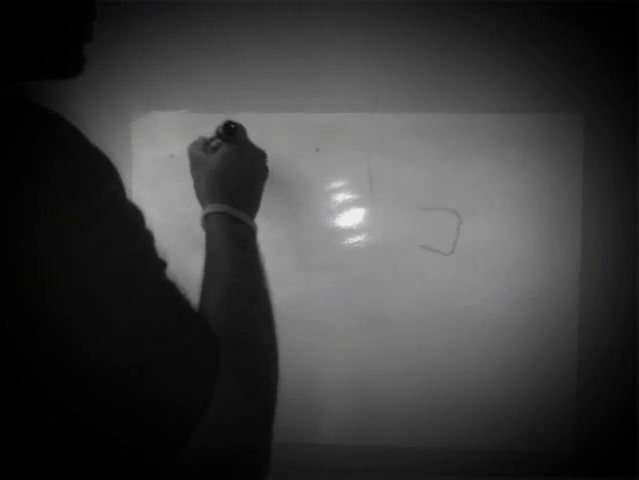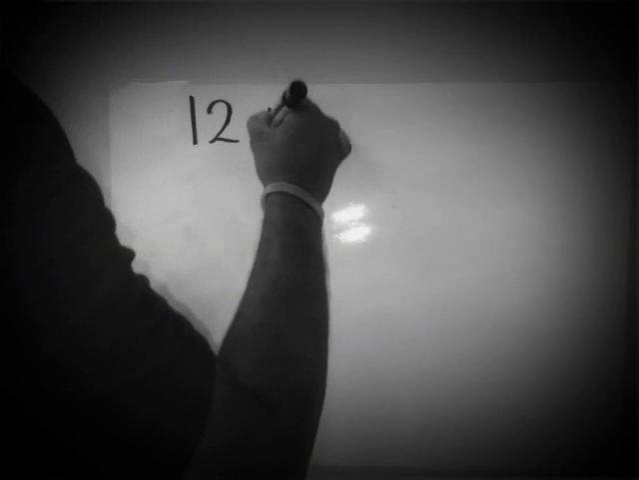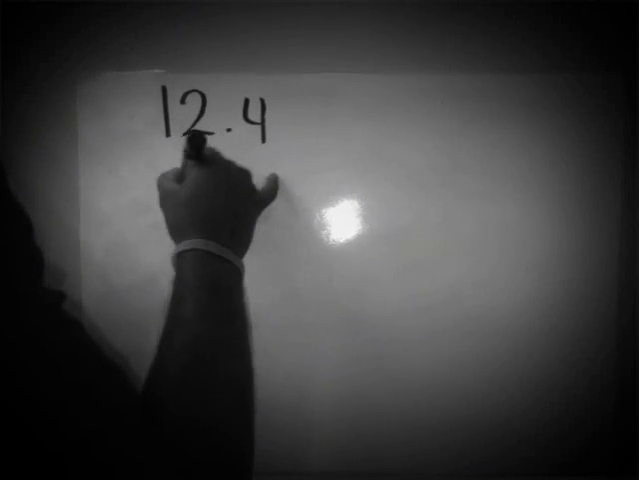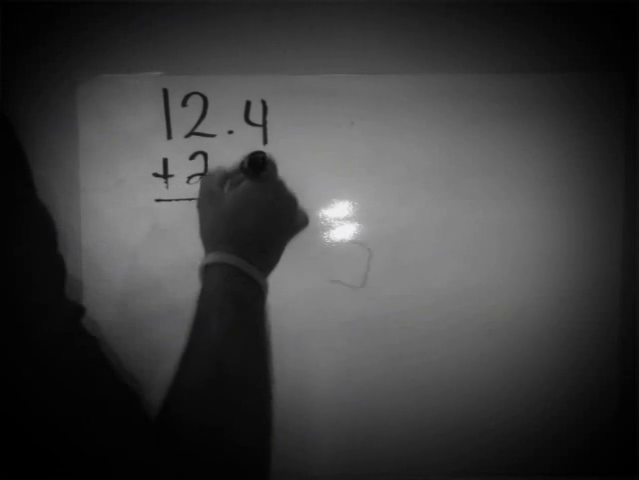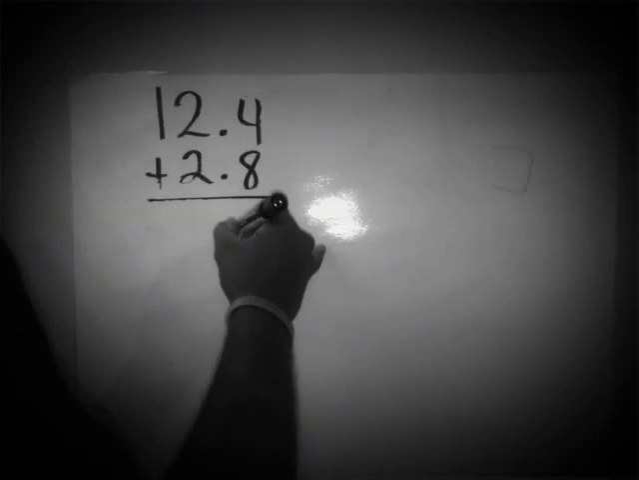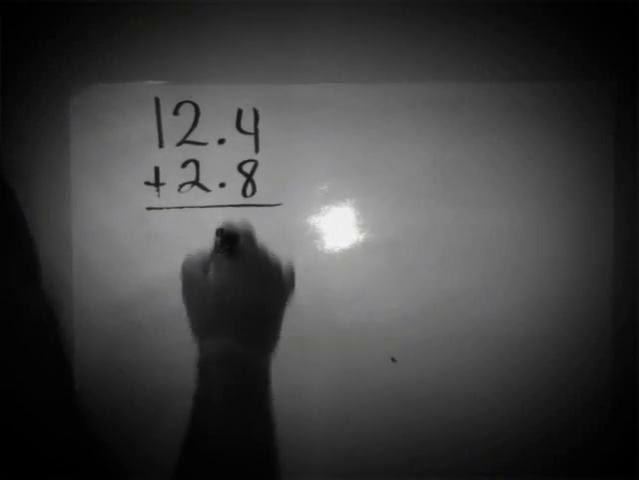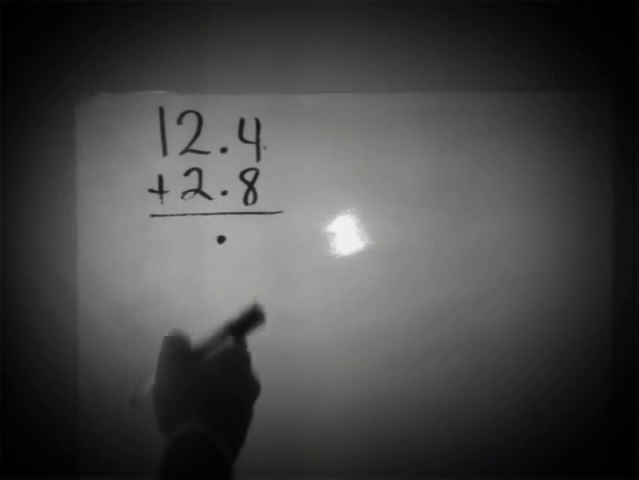Alright, here's a quick example of adding decimals. Remember, the first rule is to line up your decimal places, 12 and 4/10. Let's say we have 2 and 8/10. We're adding. So line your decimal places up, first step. Next step, bring your decimal placement down. And then go ahead and add as you normally would.